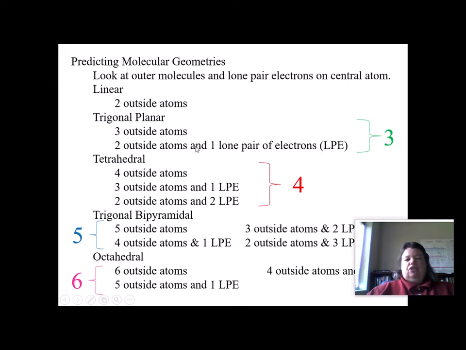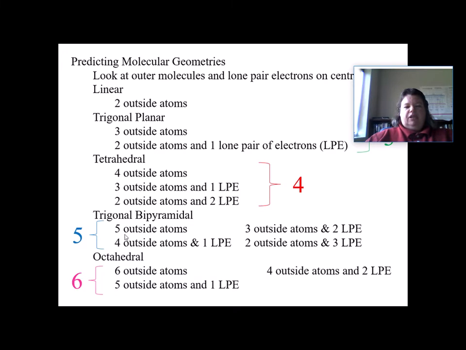And I'm going to abbreviate lone pair of electrons as LPE because that was taking up too much of my slide space. So you notice that for both of these inside this family, the total number of electron pairs around the center atom adds up to be 3. Okay, so 2 and 1 is 3. I have tetrahedral. Tetrahedral has 4 outside atoms, 3 outside atoms and 1 lone pair, 2 outside atoms and 2 lone pair. And again, this whole family adds up to have 4 electron pairs around the central atom. Trigonal bipyramid has 4 possibilities. Again, 5 outside atoms, 4 outside atoms and 1 lone pair, 3 outside atoms and 2 lone pair, and 2 outside atoms and 3 lone pair.